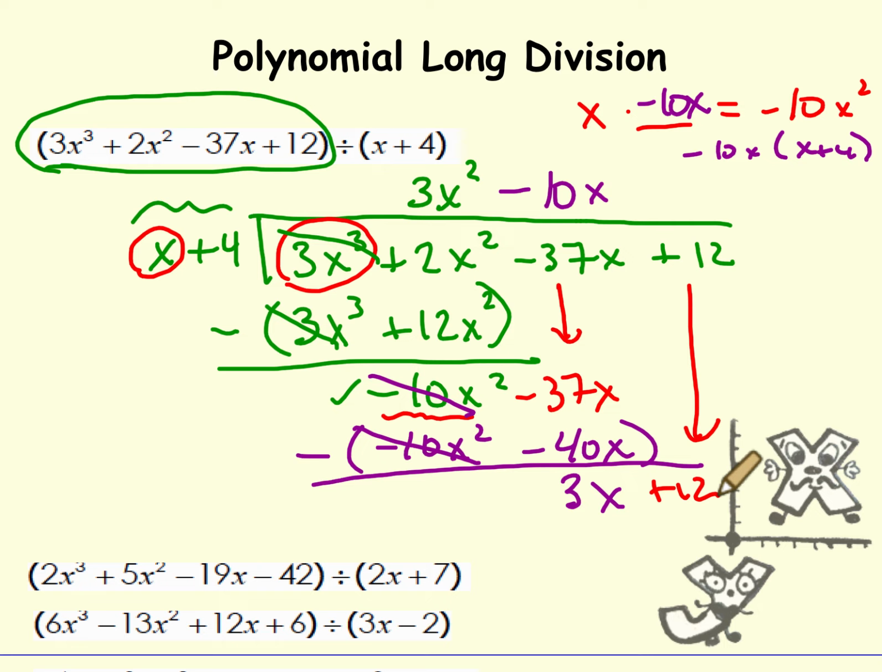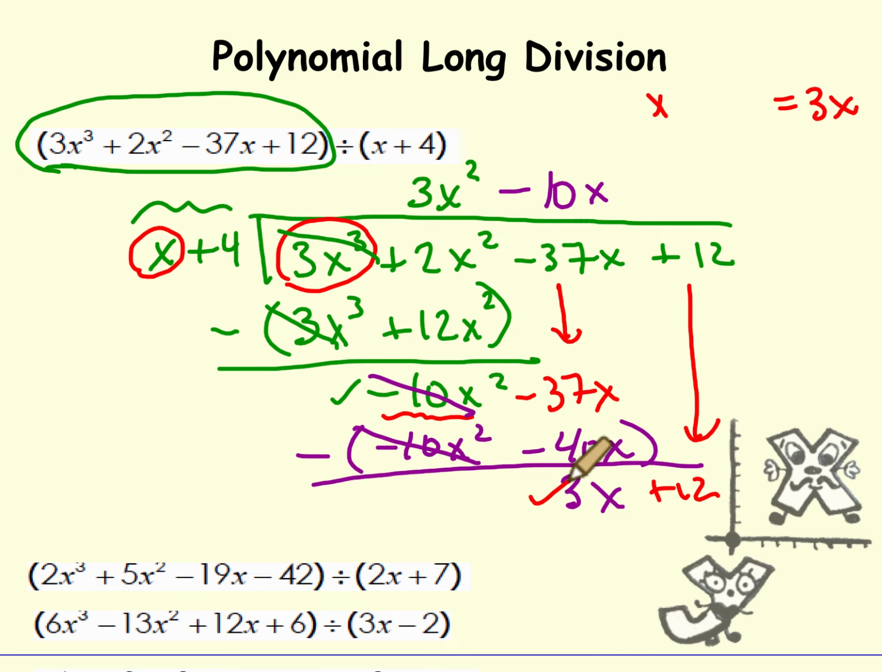So this is going to be the last one we do because I have nothing else to bring down, which means if I have anything left over other than 0, it's a remainder. So remember again, trying to match x. What do I multiply x by to make it a 3x? And so I know it's x times 3 will give me 3x. It's positive, so I'm going to put plus.